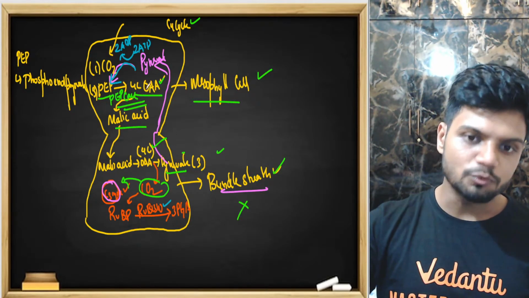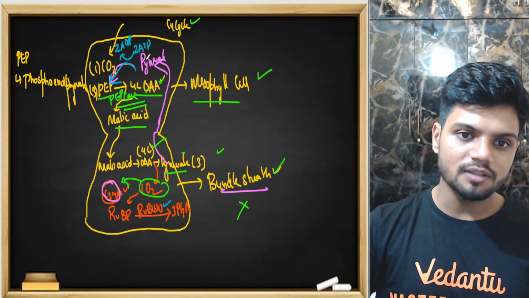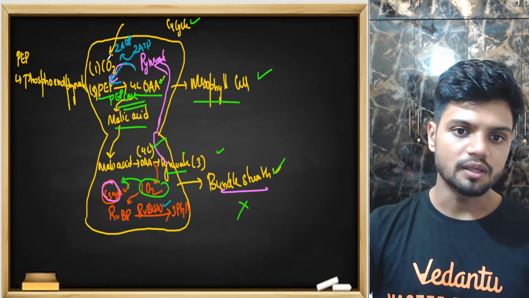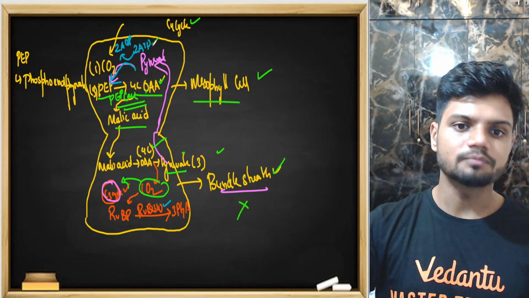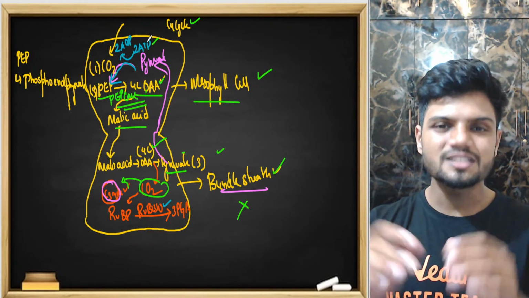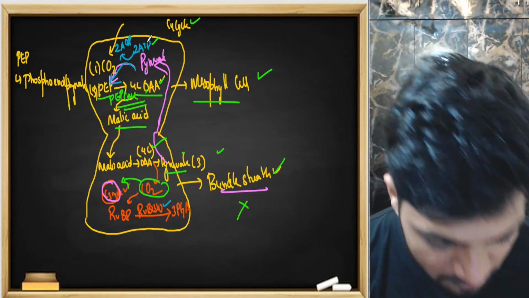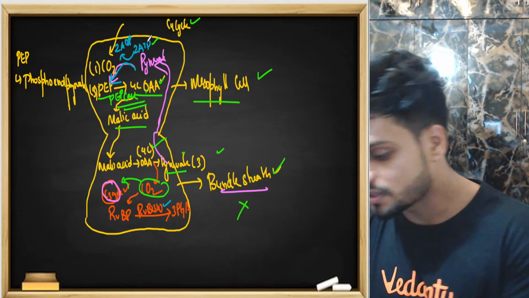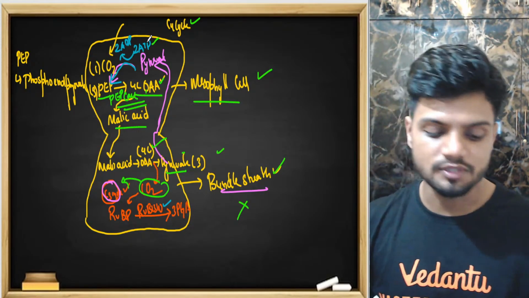Now, this pyruvate is sent up to the mesophyll cell again, where the pyruvate gets converted to PEP again, for the reaction to keep on happening. This step requires 2 ATP. That is the story of the C4 cycle. Done. That is the cycle of your C4 cycle.